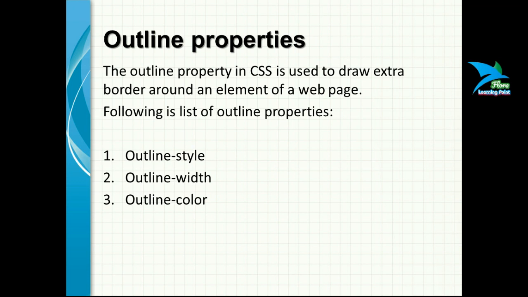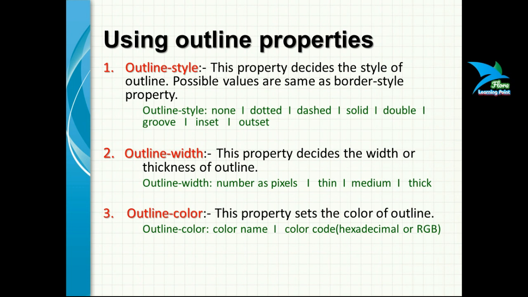Next we'll discuss outline properties. The outline property in CSS is used to draw an extra border around an element of a web page. Following are the outline properties: outline style, outline width, and outline color. The values of these properties and the names of these properties are the same as the border properties, as we have discussed in previous chapters, in previous sessions also.